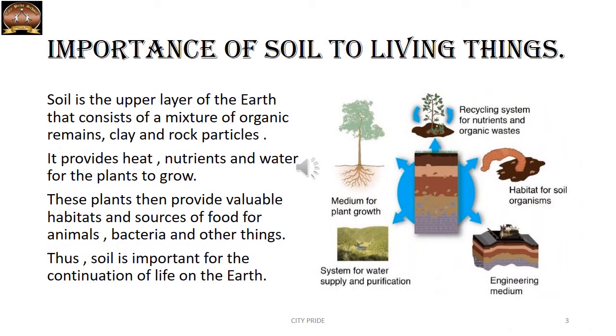Now let's see how soil is very important to all the living things on this earth. It is the upper layer of the earth that consists of a mixture of organic remains, clay, and rock particles. It provides heat, nutrients, and water for the plants to grow. These plants then provide valuable habitats and sources of food for animals, bacteria, and other things. Thus, soil is important for the continuation of life on the earth.